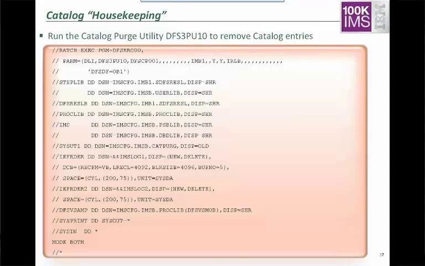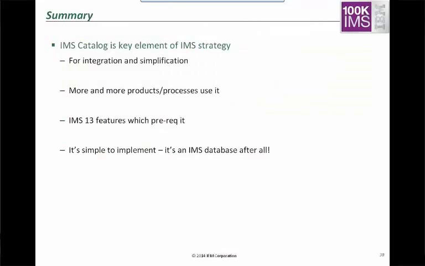So, in summary, the IMS catalog is a key element of the IMS strategy for integration and simplification. More and more tools are taking advantage of this catalog. More and more IMS version 13 features have the IMS catalog as a prerequisite. If you haven't implemented the IMS catalog, I believe at some point you will be. It's simple to implement. It's basically an IMS database, and you set up the parameters, load the data, and you're ready to go. Hopefully this presentation helped.